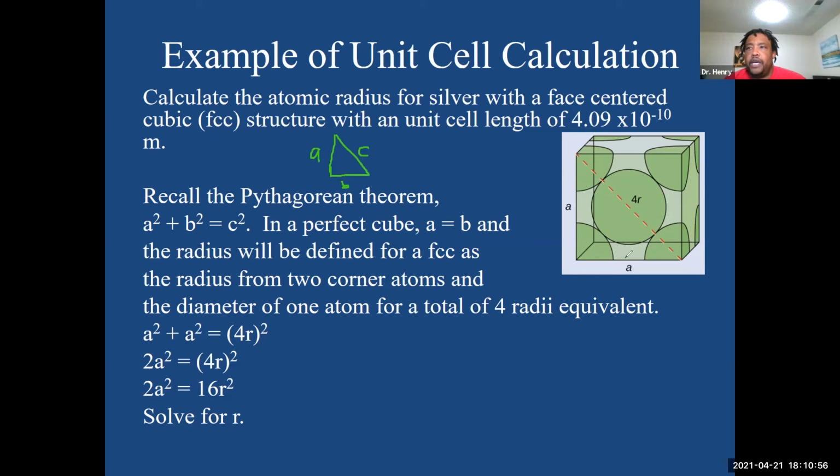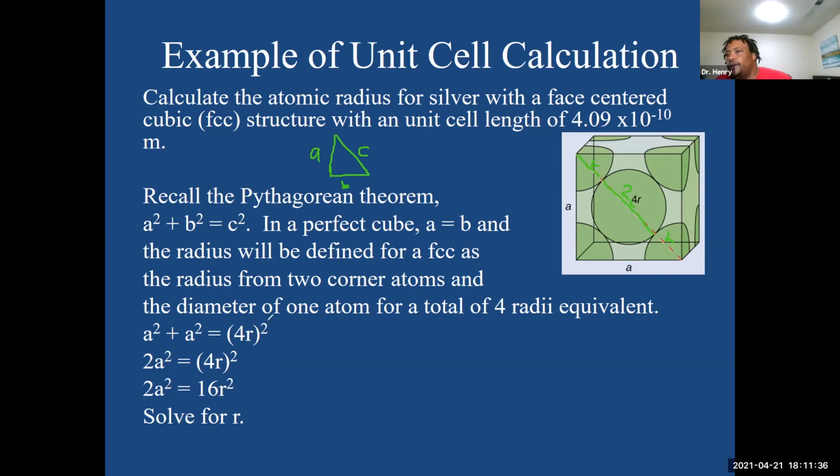So A and B are going to be exactly the same. So we just have A squared plus A squared equals C squared. And in this situation, C is going to be represented by the diagonal of the face. So this is a face-centered cube, and this is one side of the face. If we look at the radius, this will be an R. This will be 2R, because that's the diameter of that circle. And then this guy would also be an R. So altogether, that's going to be 4R.